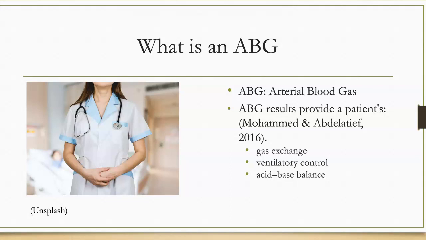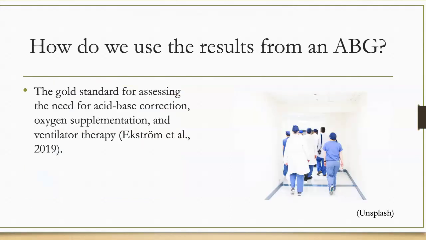So what do ABGs give us? ABGs give us results that provide us with the patient's gas exchange, ventilatory control, and acid-base balance. So the big thing here is we're trying to figure out, are we on the right respiratory support? Or is the acid-base balance within defined limits? Or do we need to intervene with a nursing intervention or a medical intervention?